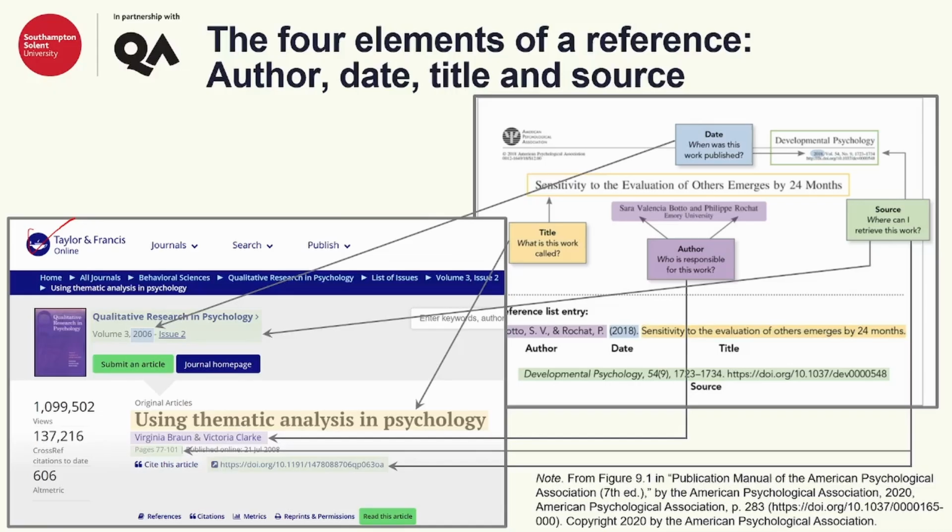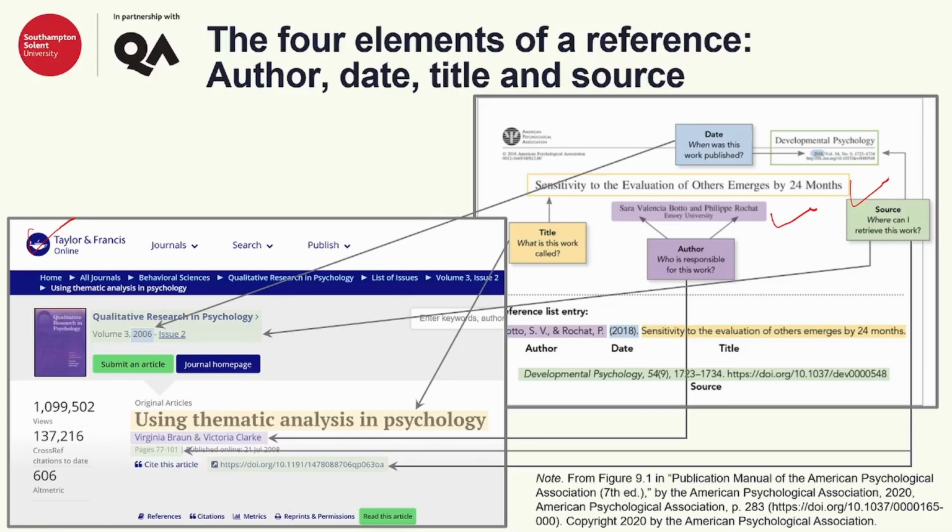Instead, the source element contains the journal title, volume, issue, page range, and a DOI link. You can usually find the four elements in two main places. The first place is the article PDF. The first page of a PDF will normally show the article title and authors. It will often also provide the year, journal title, volume, issue, page range, and DOI.